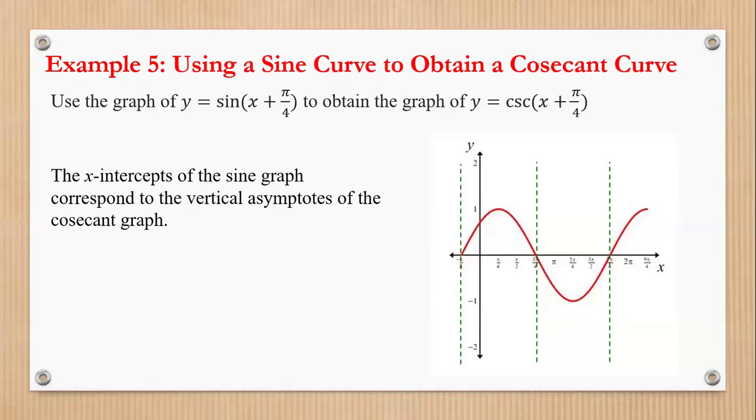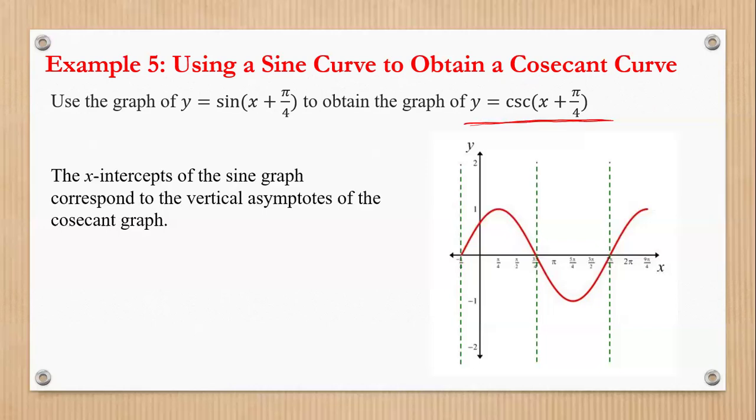So let's look at an example. It says use the graph of y equals sine of x plus pi over 4, and then based on that, obtain the graph of cosecant of x plus pi over 4. If they ask you to graph this one, I told you one method, which is also one of the easiest methods, is just graphing the same function with sine, because you already learned how to graph sine function.